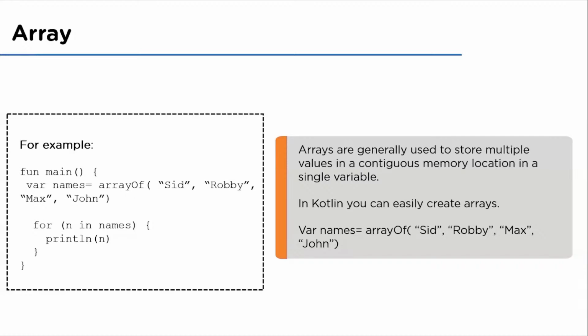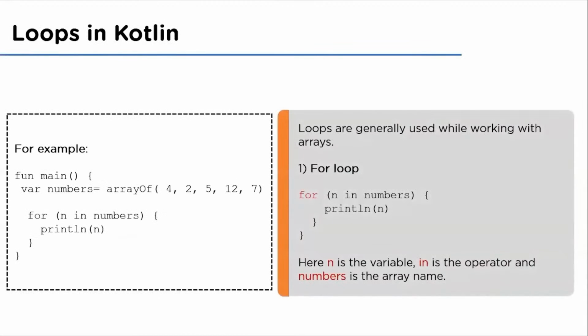Now, as we have understood about arrays, let's understand about loops. Loops are used to iterate through different parts of a program, for example, arrays and ranges, several times. It is a set of instructions which keeps on repeating until a certain condition is met. It is generally used while working with arrays.